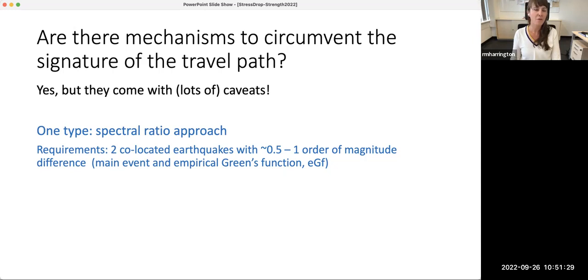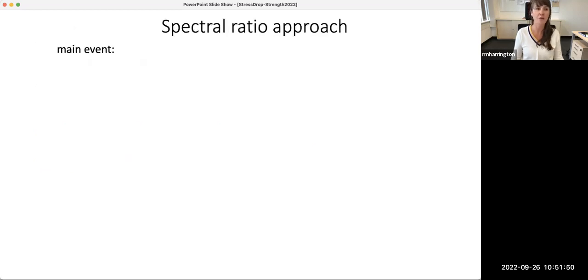But in the spectral ratio approach, what we can try to do is take two co-located earthquakes. They have to be slightly different sizes, at least half an order to an order of magnitude in difference. Then we can make use of the fact that they have the same path-related effects and try to cancel them out. I'll just go through this quickly to summarize.